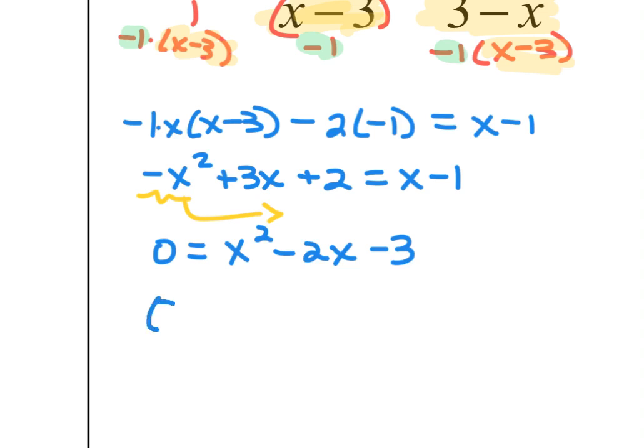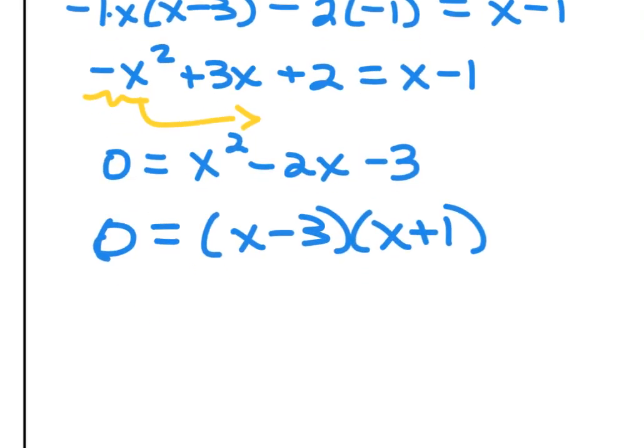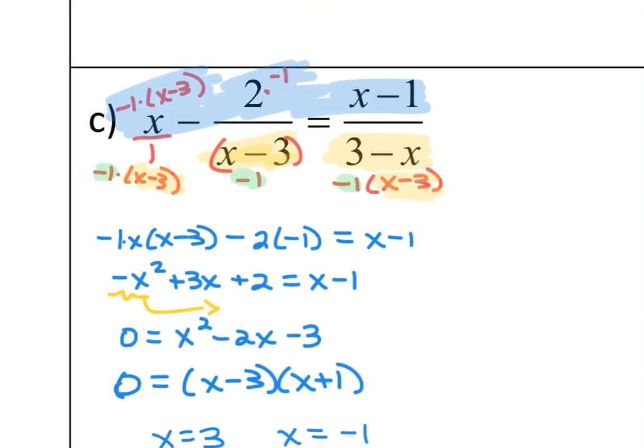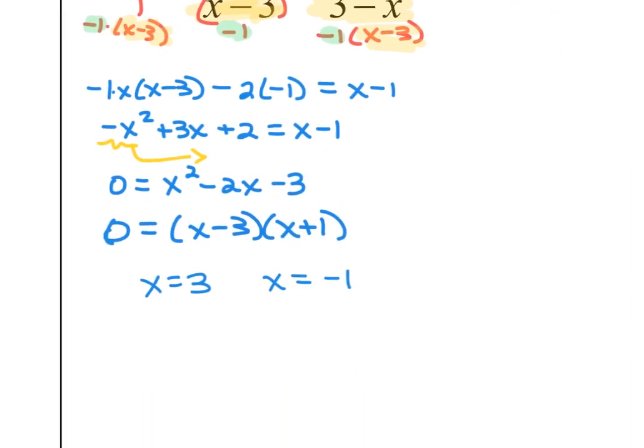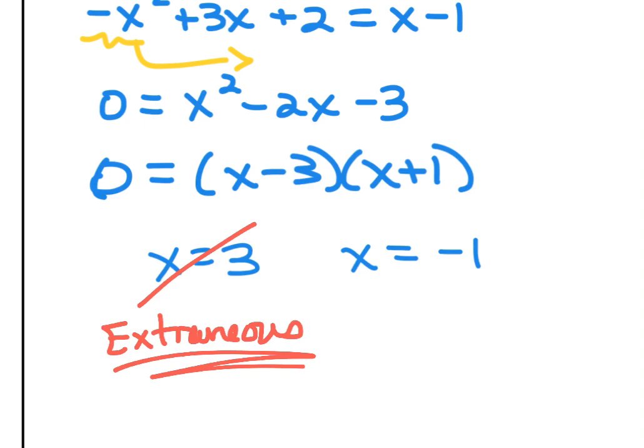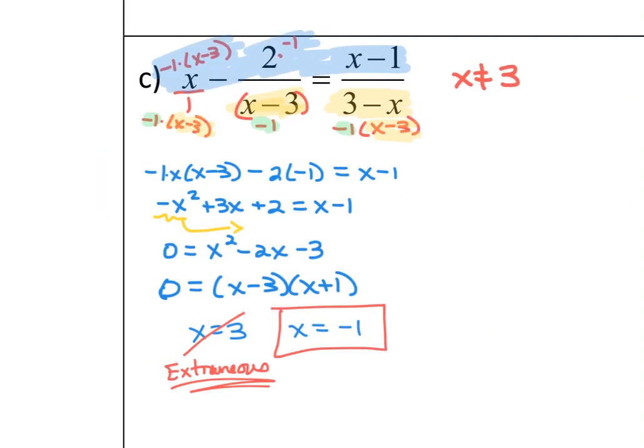And then that gives me 0 equals x minus 3 times x plus 1. And so x equals 3 and x equals negative 1. And when I go up and look at my original equation, I see that x cannot equal positive 3. Oh, and look, I've got positive 3 as a solution, so I'm going to cross that out and tell you that that's extraneous. Remember that I want you to write that and then indicate that the negative 1 is your only good answer.